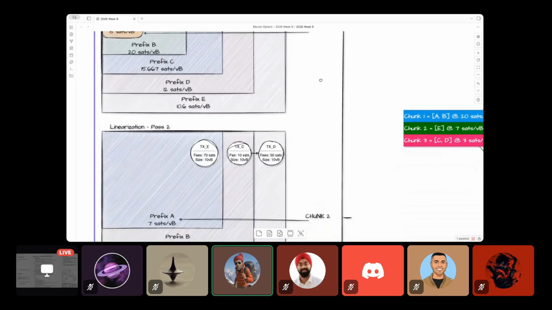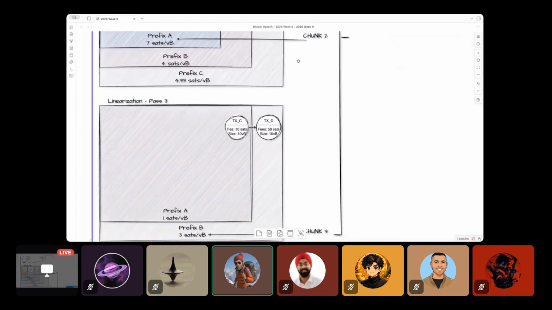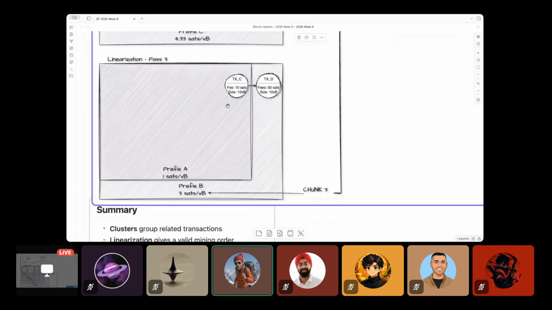So now you have three transactions left in this cluster. Then you go into the second pass. Again, you do the same thing. You calculate the fee rate for each of the prefixes. For A, it's 7 sats. For B, it's 4, and for C, it's 4.33. So A seems to be the highest fee paying prefix. So this gets selected, which means transaction E gets selected, and this becomes chunk 2. Remaining are these two transactions.